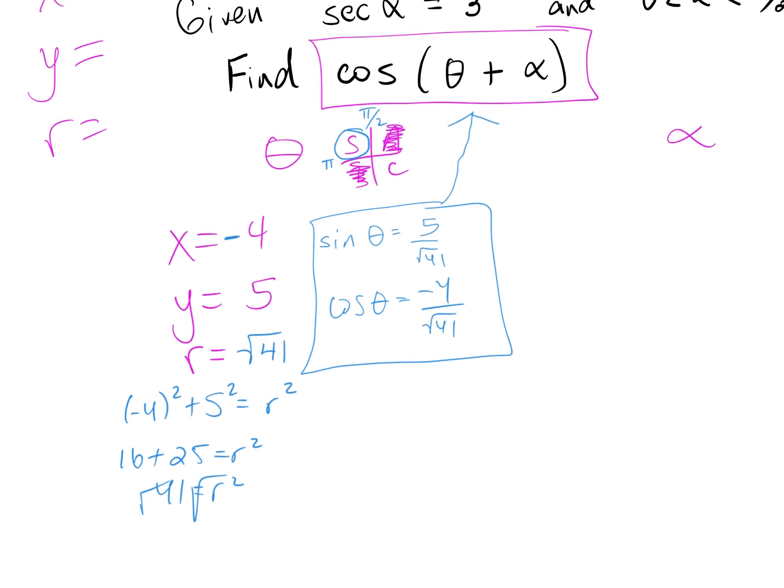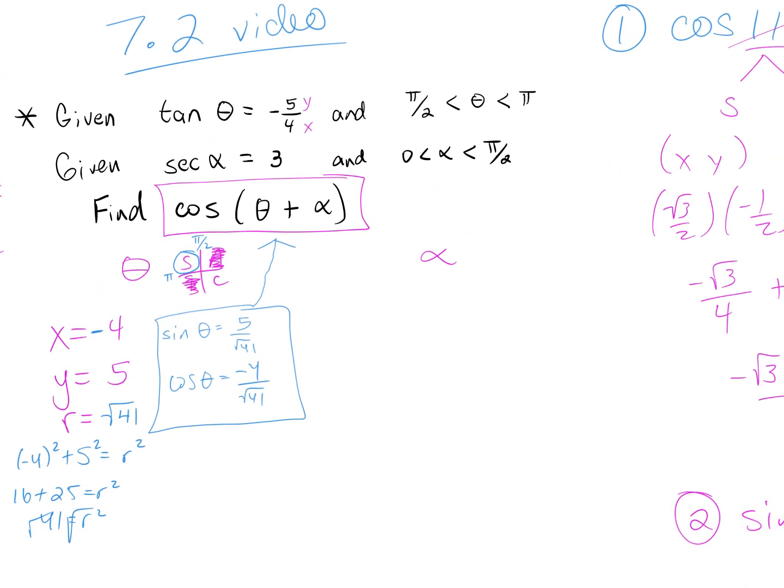Well, I'll finish it. All right, so now let's go to alpha. What did they tell me about this angle over here? I'm going to have to find x, y, and r. So what did they tell me? Secant. Well, what is secant?